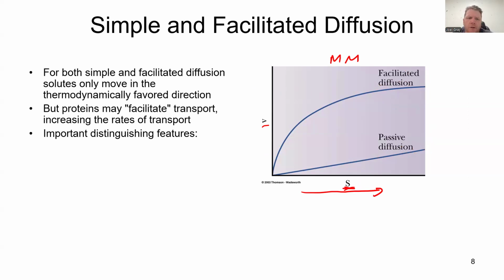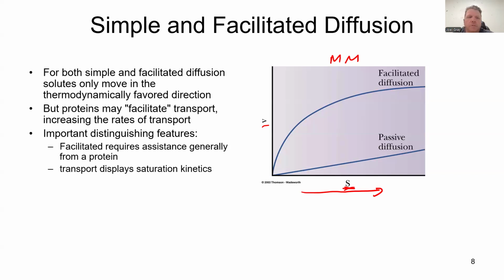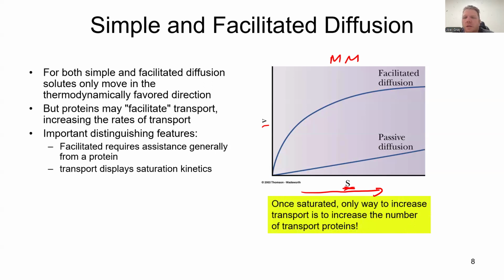Now, important distinguishing features of these: facilitated diffusion generally requires assistance from a protein, and transport displays saturation kinetics, as I was just saying. Once saturated, the only way to increase transport with facilitated diffusion is to increase the number of transport proteins.